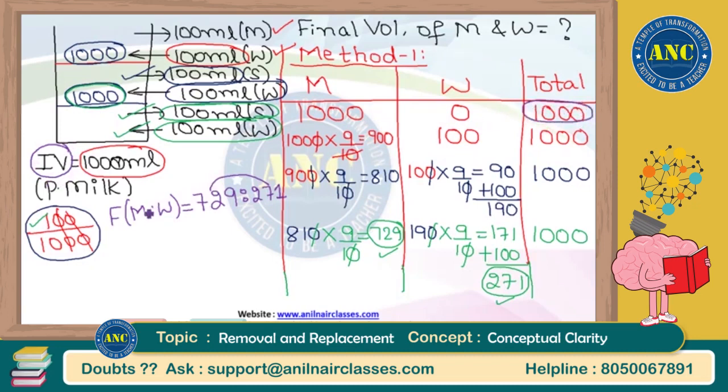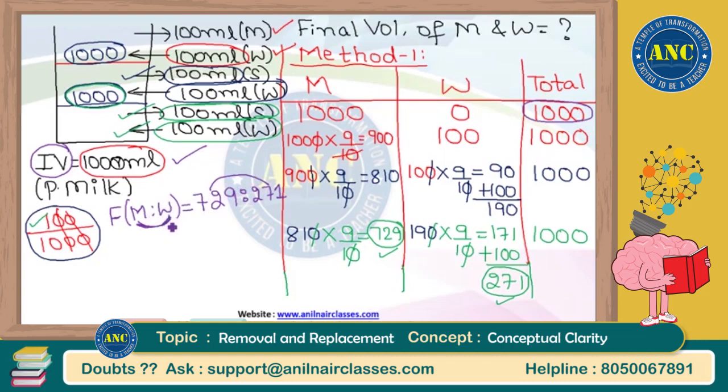That means the sum of the final ratio will always give you the initial volume or the total volume. Do not ever forget this concept. I will come back to this concept in some time, but definitely you need this concept for your better understanding of some higher level questions.